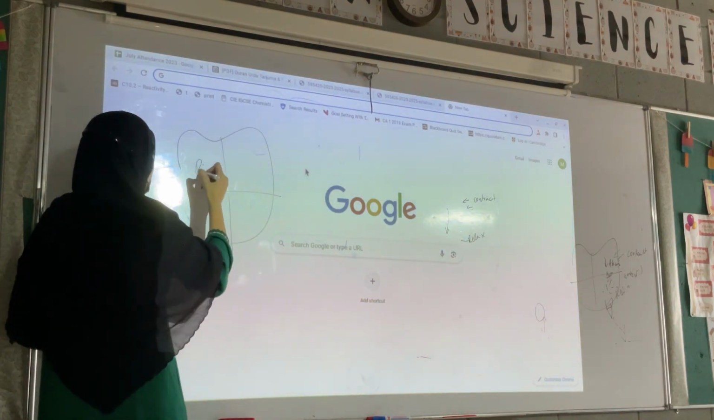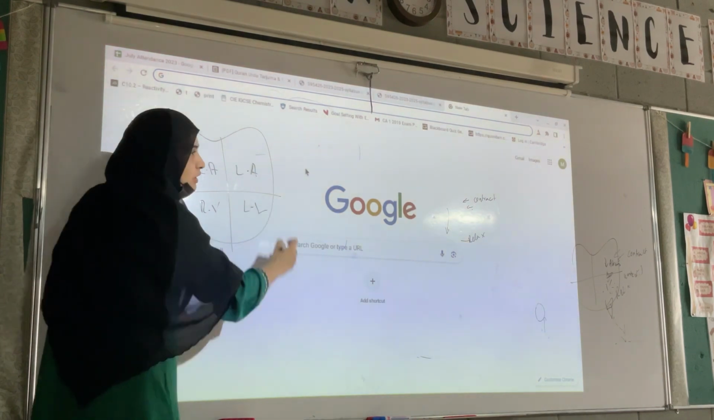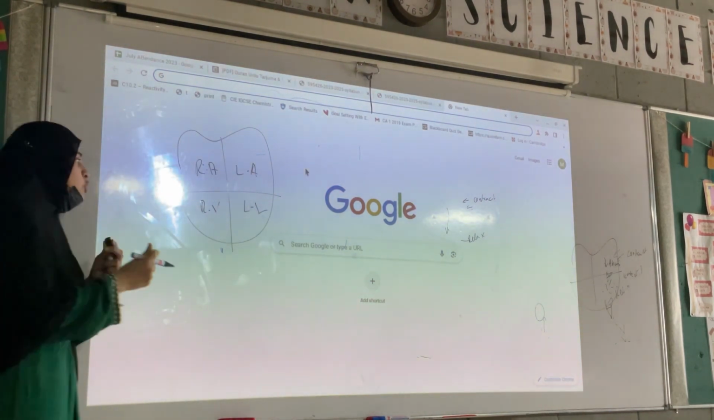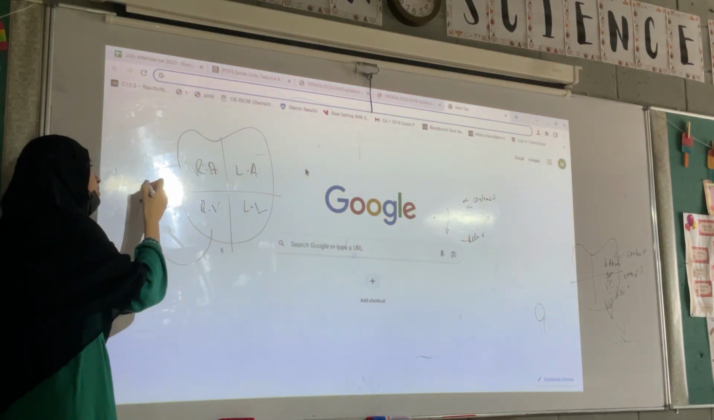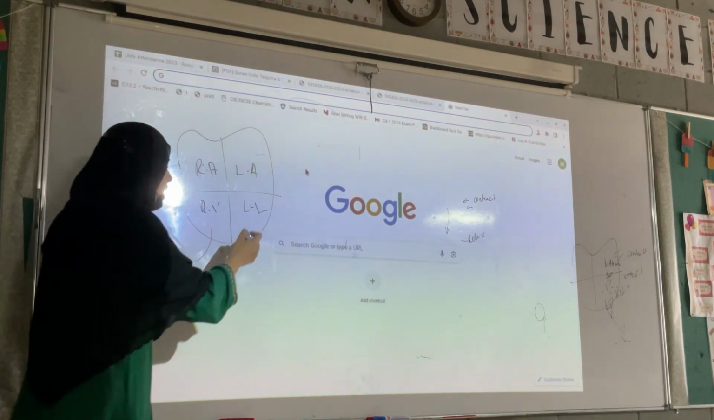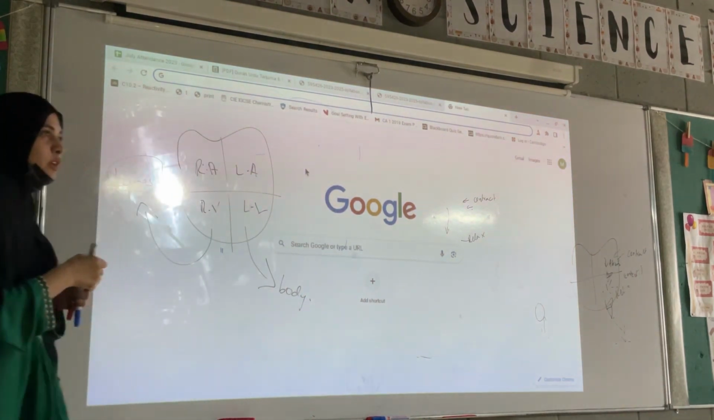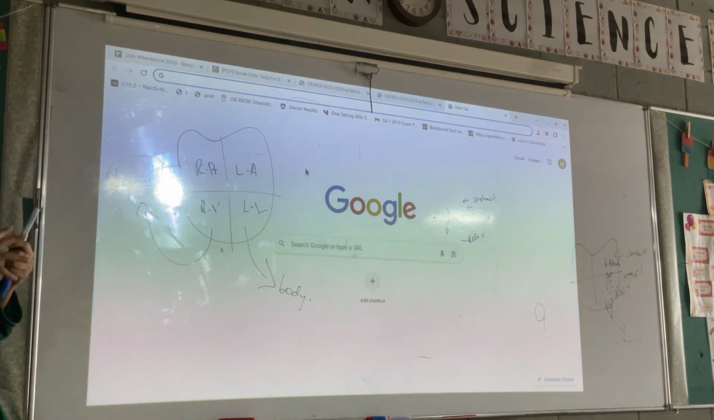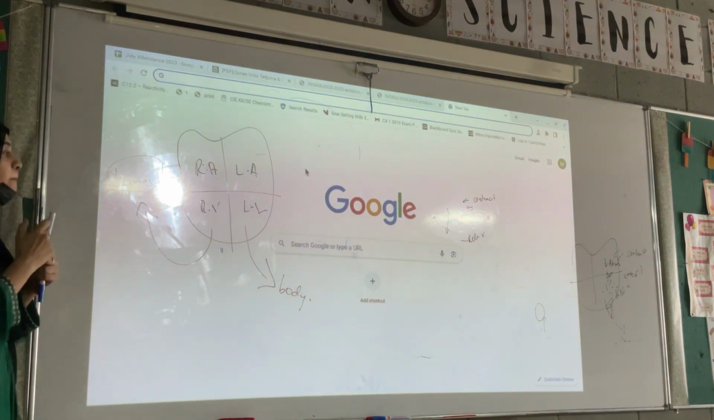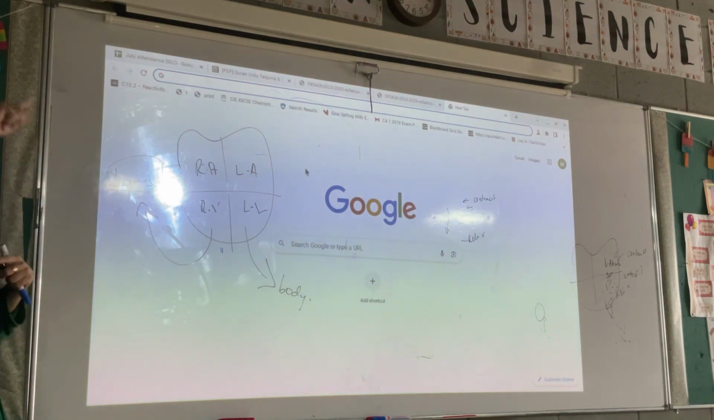Okay, you know right atrium, right ventricle, left atrium and left ventricle. From the right side of the heart, blood goes to the lungs. And from the left side of the heart, blood goes to the body, through the aorta. So this is double circulation. Why is it double circulation? Because blood is pumped through the heart twice in one complete circuit.